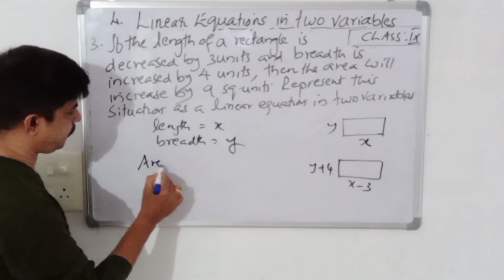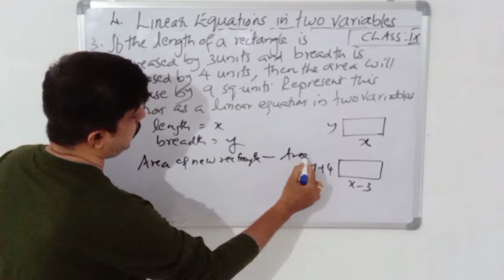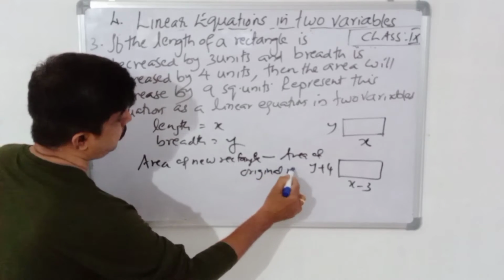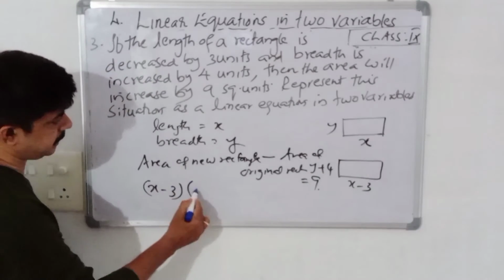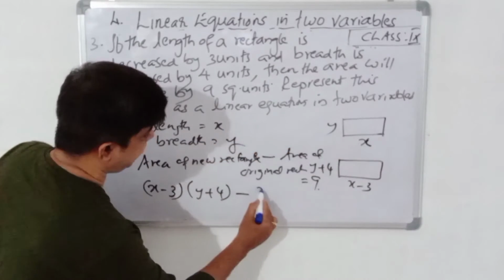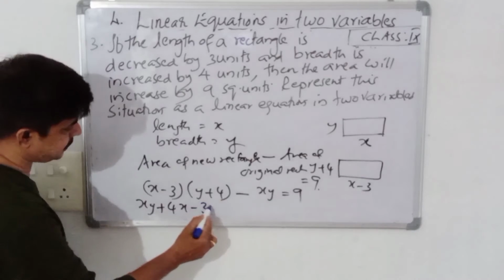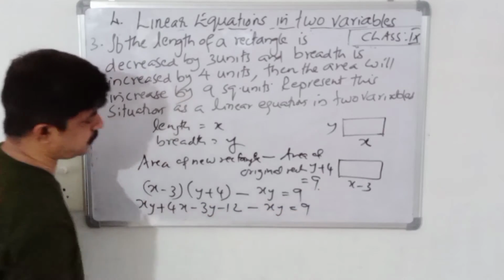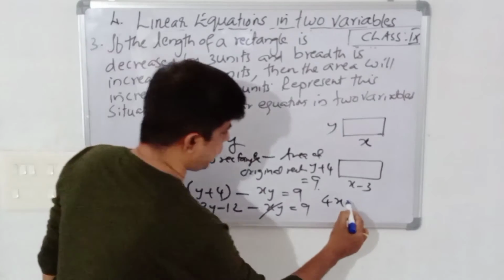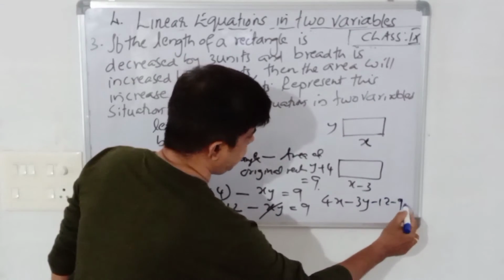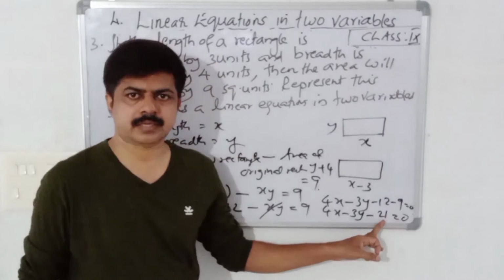Area of the new rectangle minus area of the original rectangle is equal to 9. What is the area of the new rectangle? Length is x minus 3, breadth is y plus 4. Area of the original rectangle is xy. Now opening the bracket: xy plus 4x minus 3y minus 12 minus xy is equal to 9. Therefore xy minus xy cancels. Our equation is 4x minus 3y minus 12 minus 9 is equal to 0. Therefore the answer is 4x minus 3y minus 21 is equal to 0.